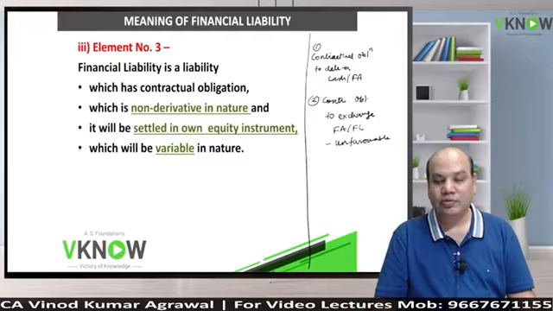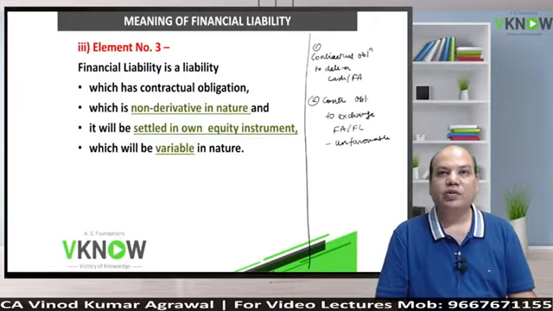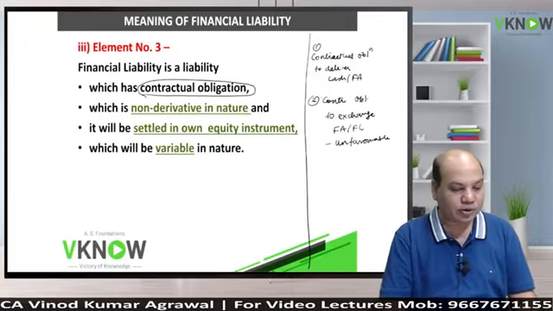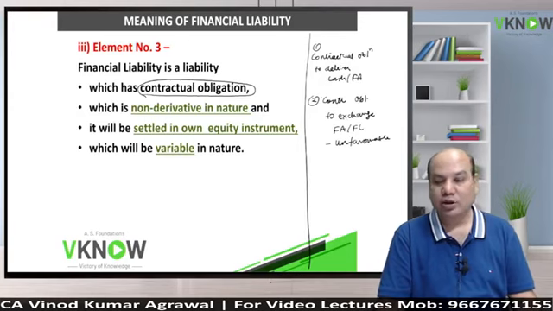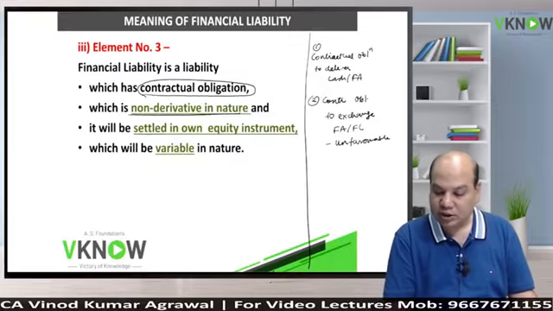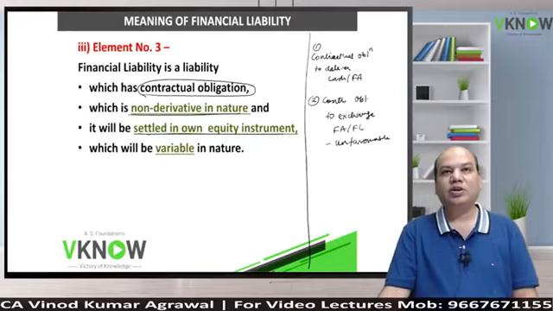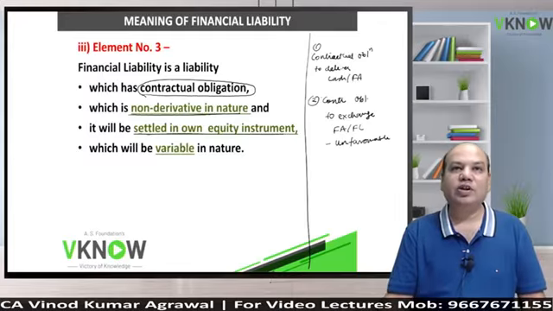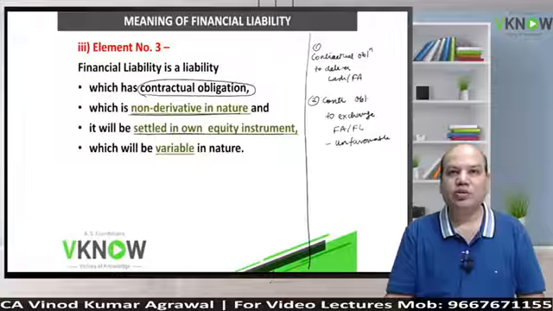Then the third element. The definition has 4 elements. If any condition is satisfied, it is a financial liability. Element number 3: a financial liability is a liability which has a contractual obligation. One thing is common, which is a contractual obligation which is non-derivative in nature, and will be settled in our own equity instruments, which will be variable in nature. So a contract which will be settled by our own equity shares in variable numbers.